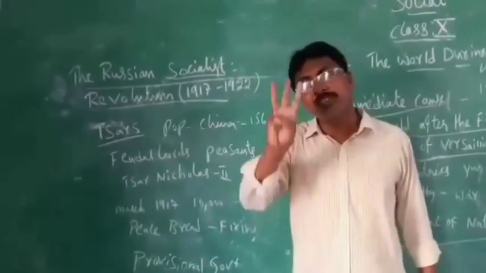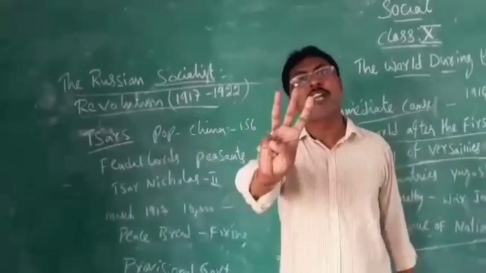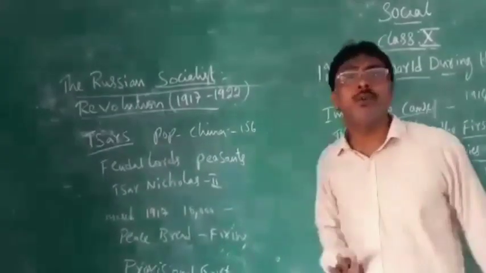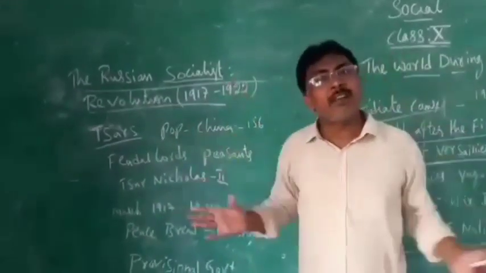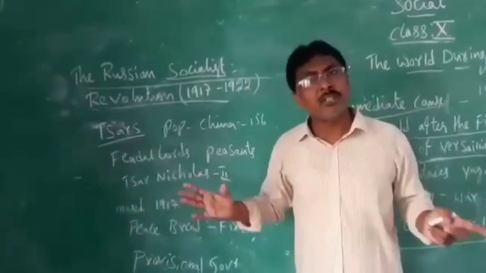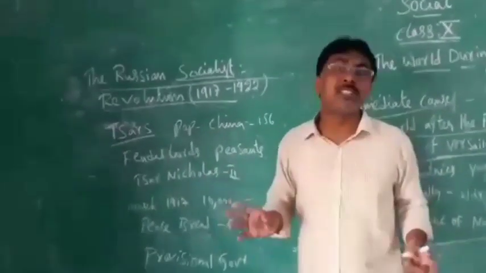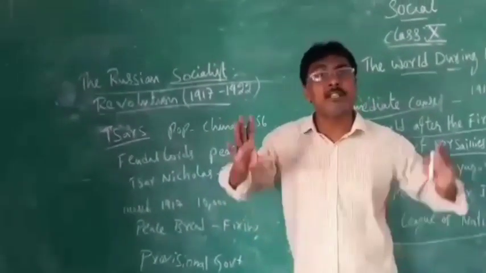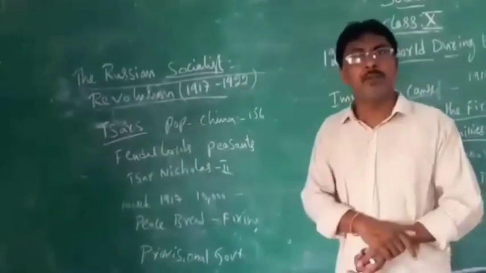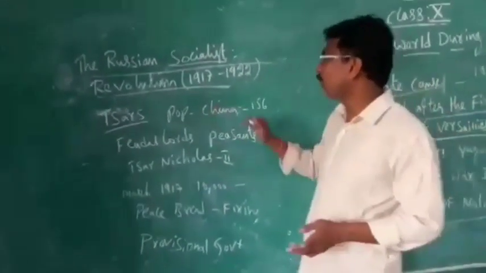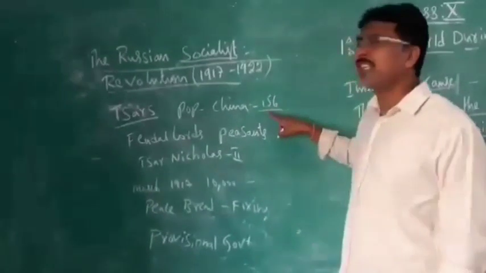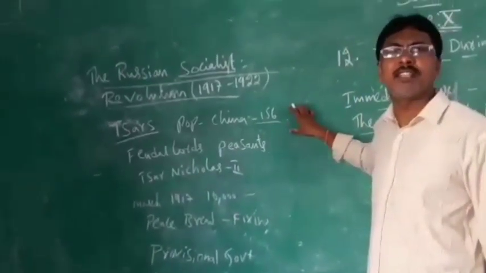Keep in your mind, Russia is the third most populated country and also the biggest in the area. In those days, Russia is the biggest country and the third most populated. Near about 156 million people are living in Russia.